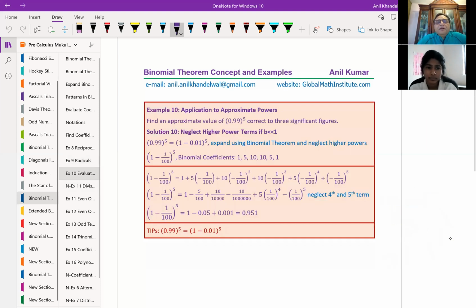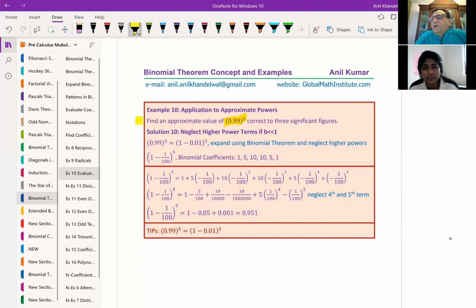Let's move on. Now, here is a very beautiful example, and that is application of binomial theorem. You see, the question here is, can you please read this question, Amy? Find an approximate value of 0.99 to the power of 5 correct to 3 significant figures. Right. So it is a very difficult calculation as such.